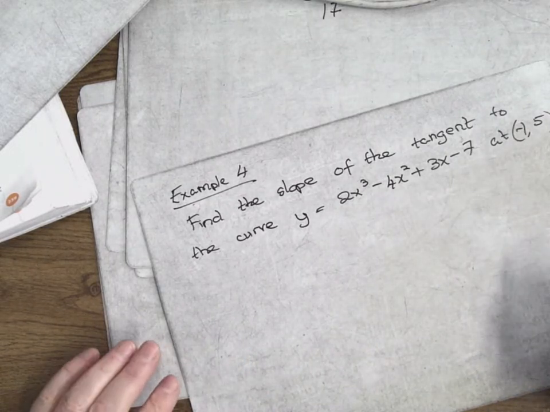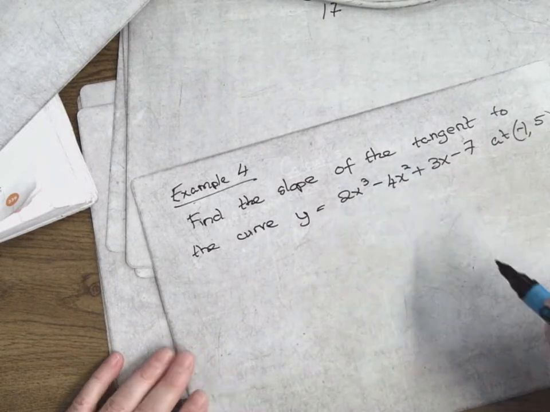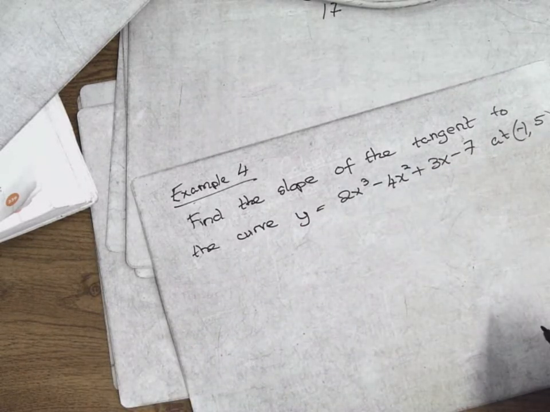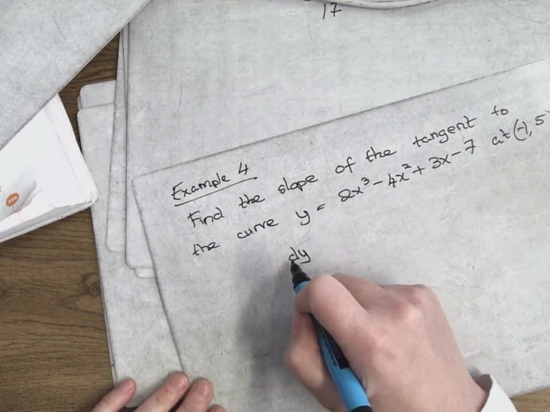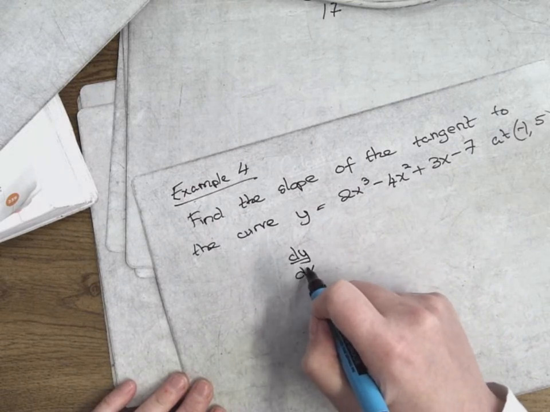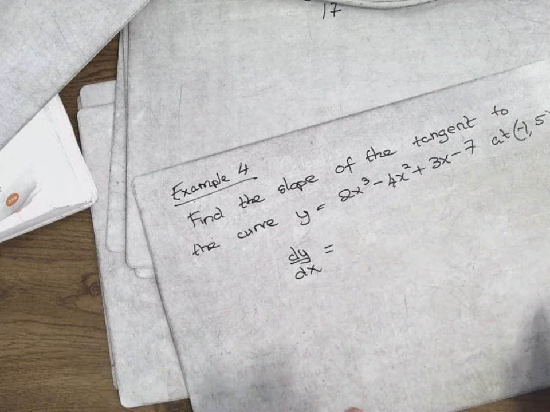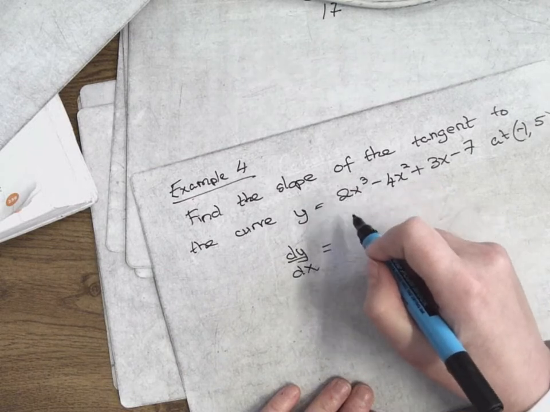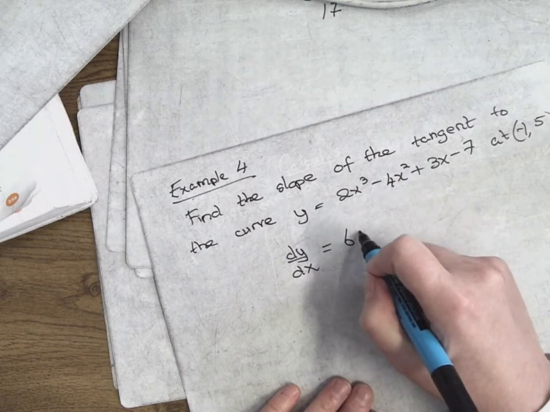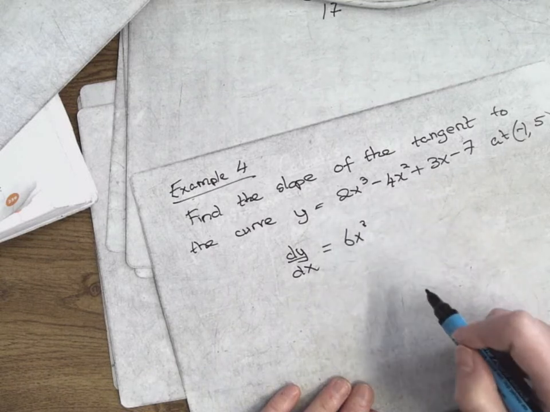So the slope of the tangent, you immediately say, well, that means get dy dx. So to get dy dx, girls, you differentiate. Bring the power down in front, reduce the power by 1. So bring the 3 down, there's a 2 already there, so 3 2s are 6. That's 6x, and reduce the power by 1, so that's 6x squared.